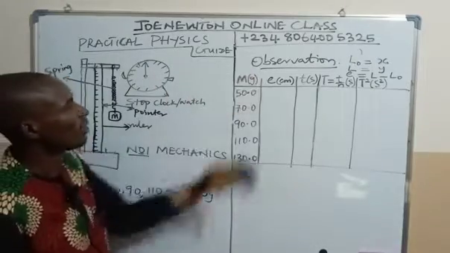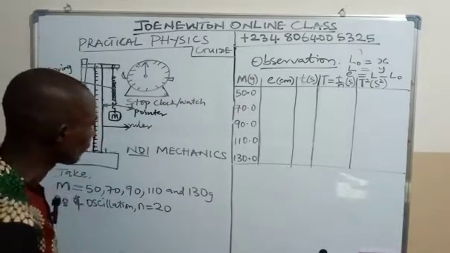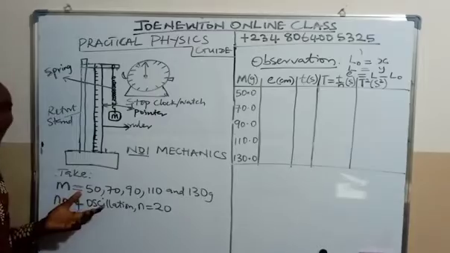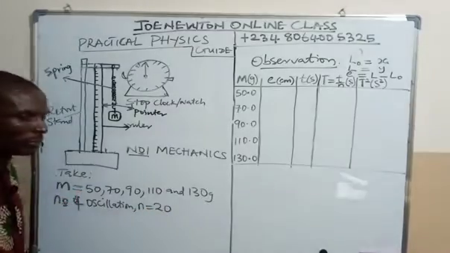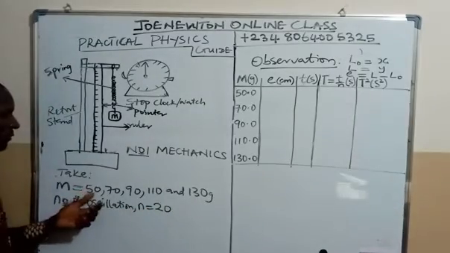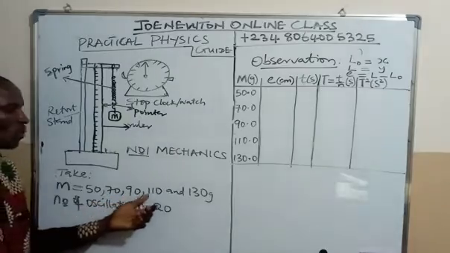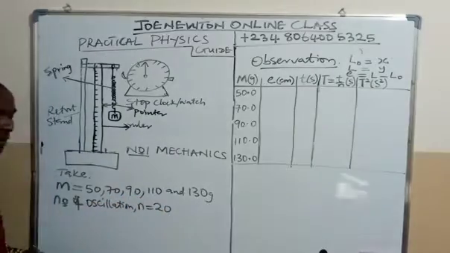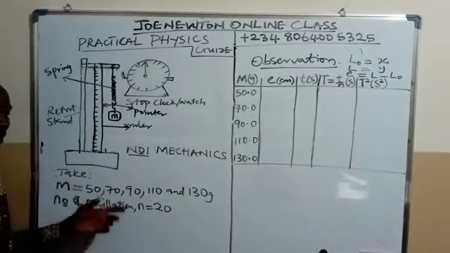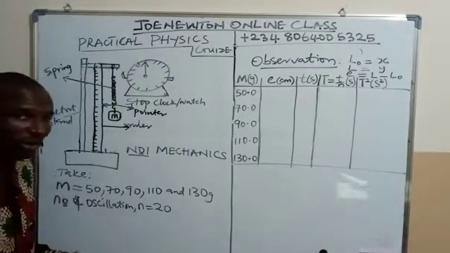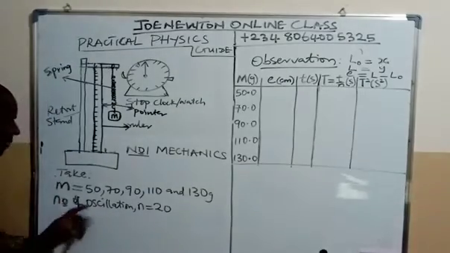Now, this is the observation table. Take this to be the mass lots given. The variable masses, we have 50 grams here, 70, 90, 110, and 130 respectively. You could have more than this, you can have different other mass lots depending.